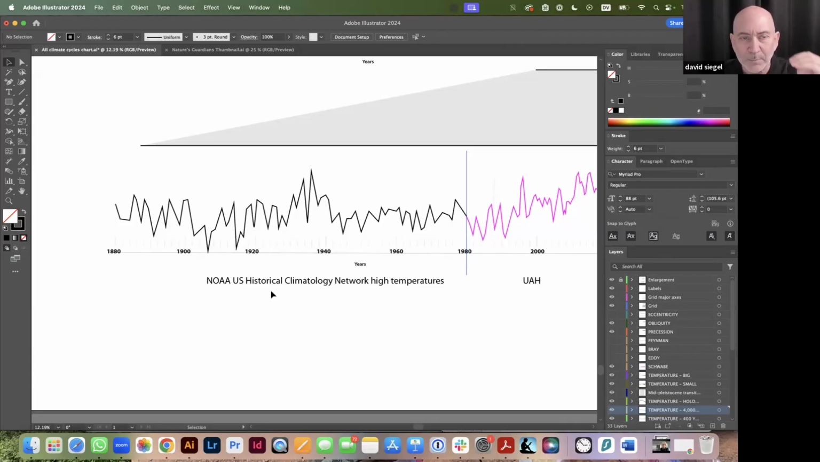maximum and minimum temperatures every day for... somebody's in the chat, sir. 25. Oh, Louise said 25. Right. Good.